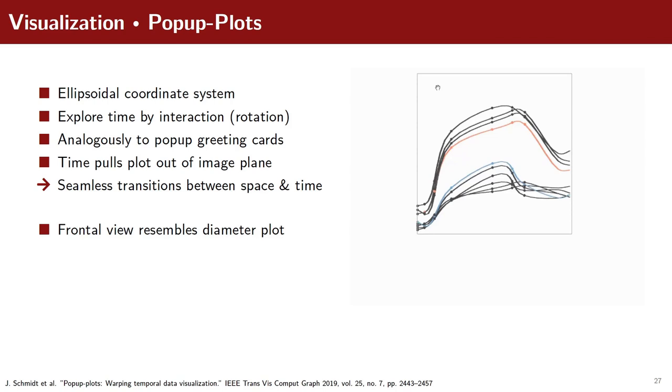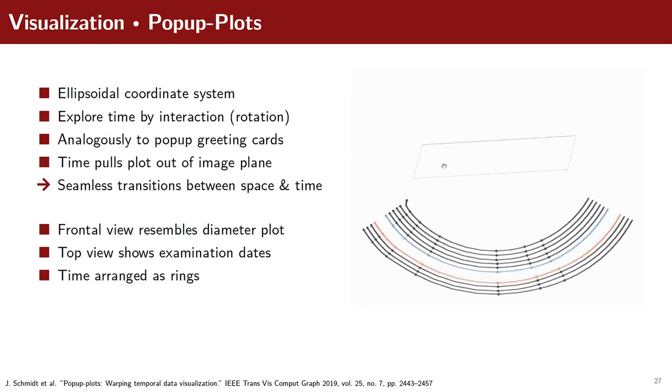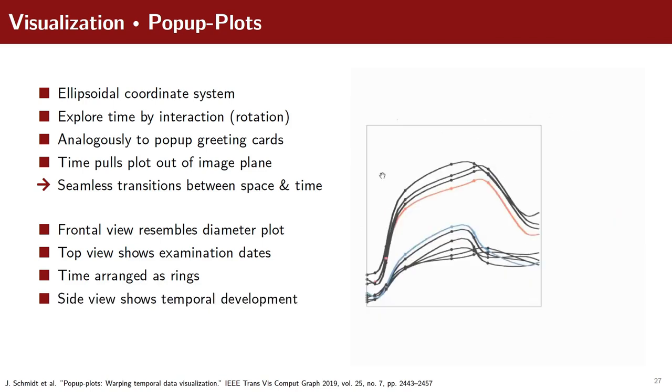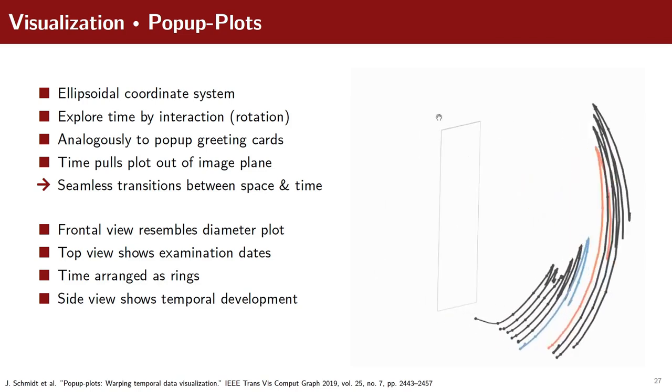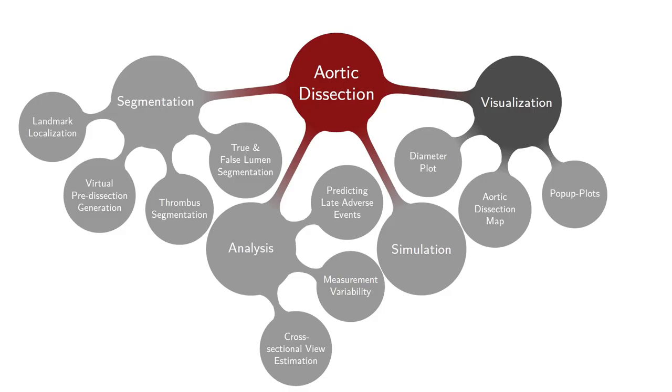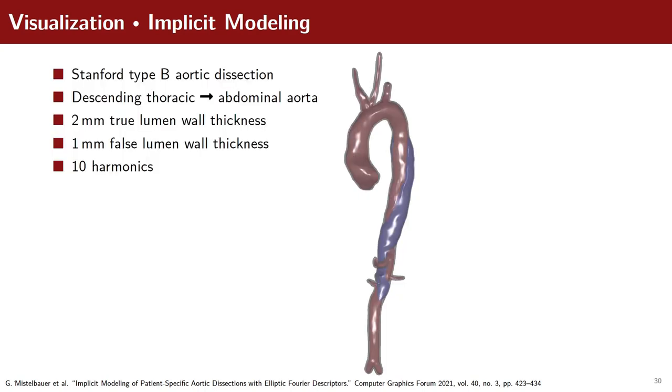The frontal view resembles the conventional diameter plot. The top view shows the examination dates where time is arranged as rings. The side view depicts the temporal development of the aortic diameter. From a 2.5D visualization, we now move to a 3D visualization by implicitly modeling aortic dissections. The basis is, again, segmentation, followed by contour extraction, and finally, rendering.